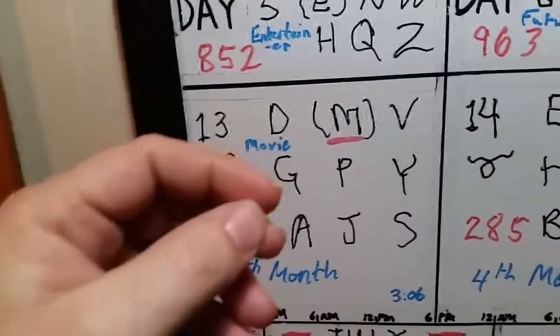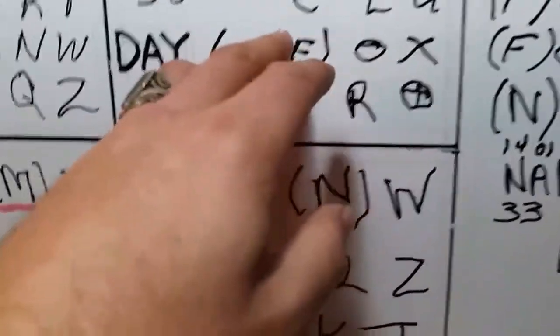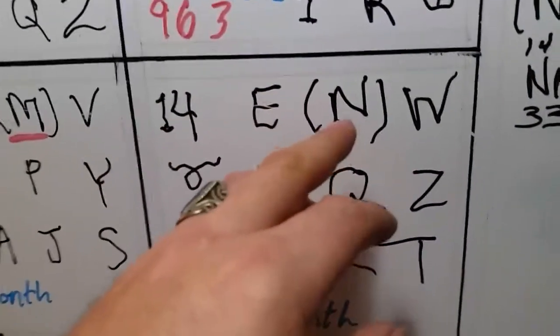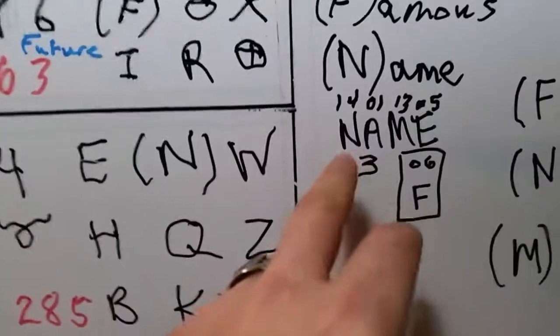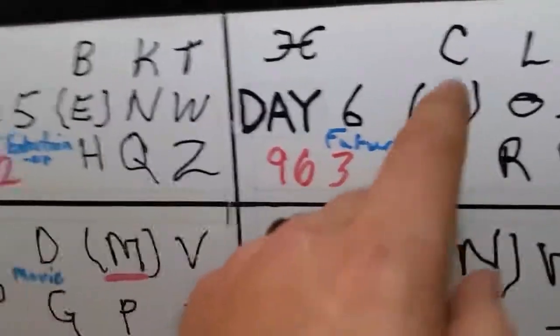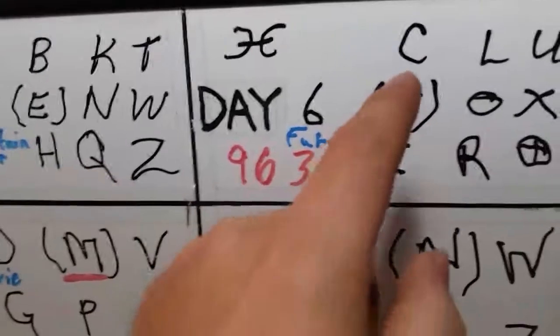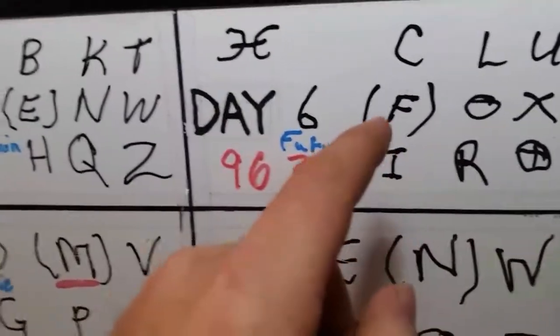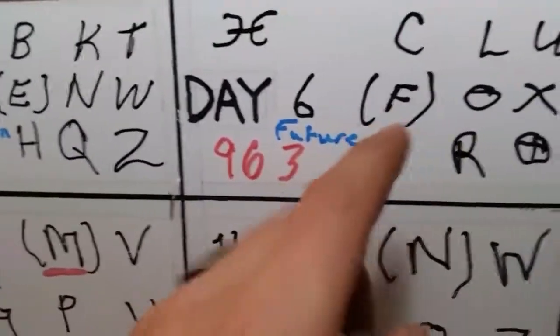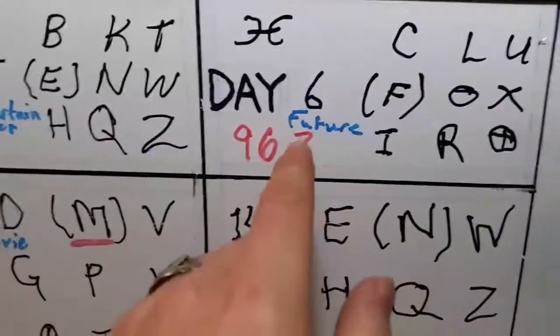Movie entertainer. Oh, something else I wanted to point out: we got famous name. Now, if I add up the word name, it's 33, which has a letter connection of F. So I can point to the F here and say name. So, famous name. And then, of course, Tom Cruise is also an F. So that's for future.